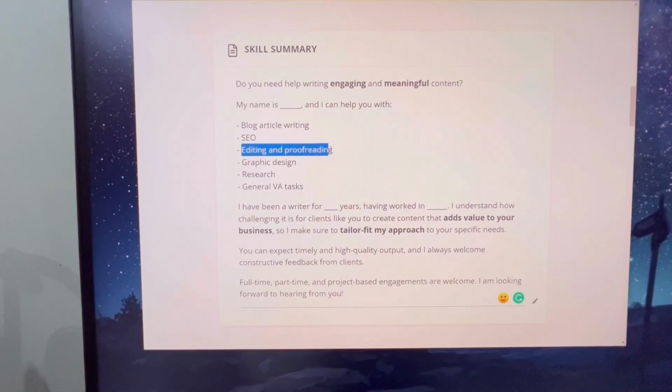I just know the basics. I also focused on editing and proofreading. I also added graphic design, but it's lower down the list because I'm not really a graphics person, but I can create graphics to accompany the articles that I write. And of course, there's always general VA tasks. I think this is helpful if you're a beginner and you don't really have a specific niche yet, so I just added this here. But as much as possible, do not define yourself as just a general VA because there are a lot of general VAs these days, so competition is extremely hard. You can probably get a general VA job, but it's going to be a lot harder compared to getting specific jobs like copywriting, TikTok marketing, stuff like that.